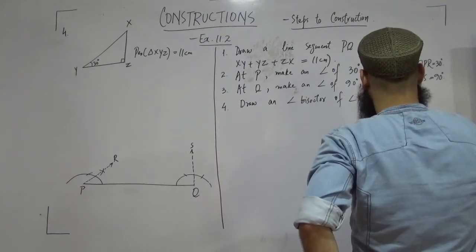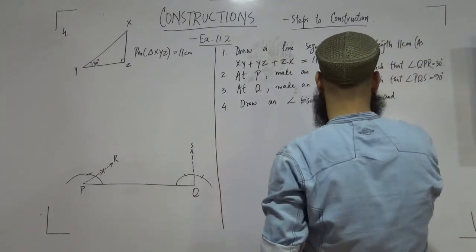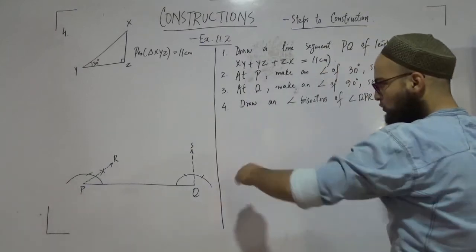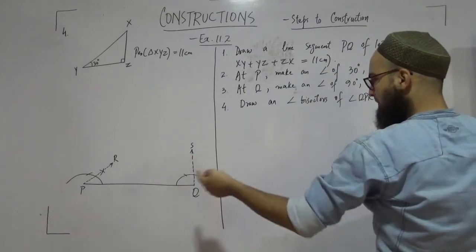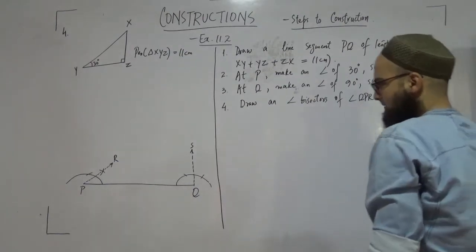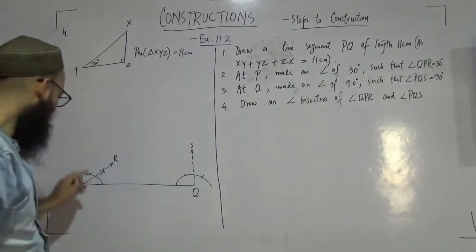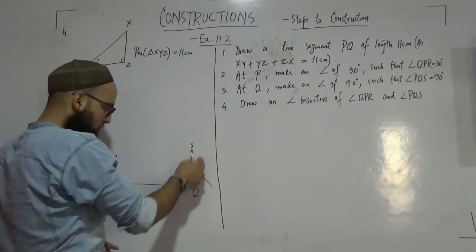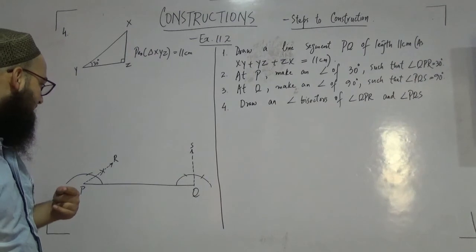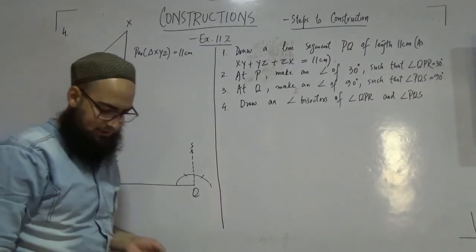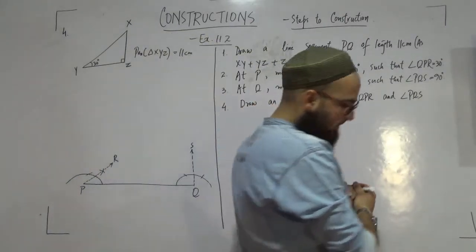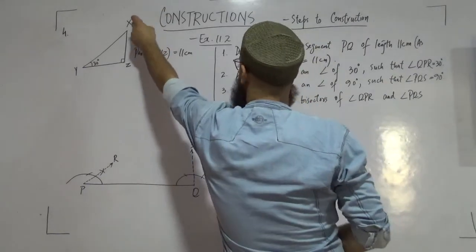And draw angle bisectors of angle QPR and angle PQS. Angle bisector of QPR, this angle, angle bisector of PQS, this angle. Now surely they will intersect somewhere. Let us say that point is X. So we got our X.